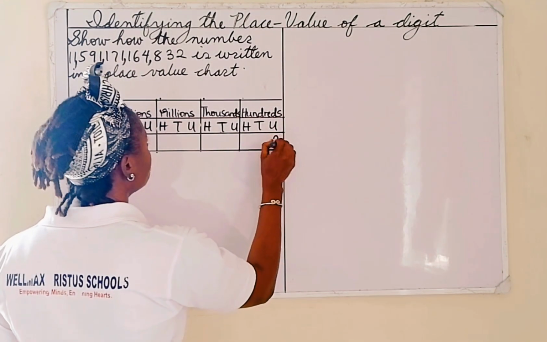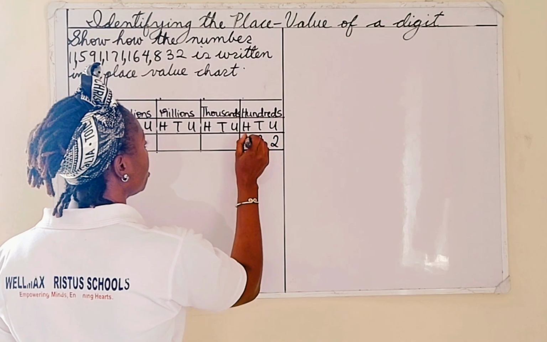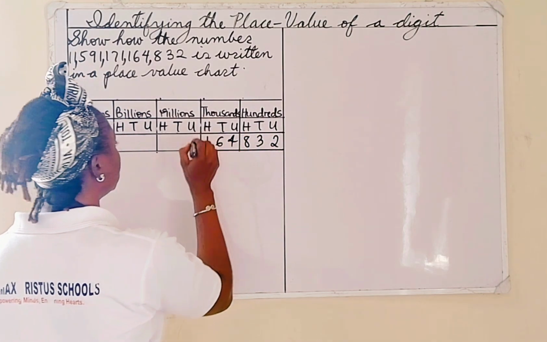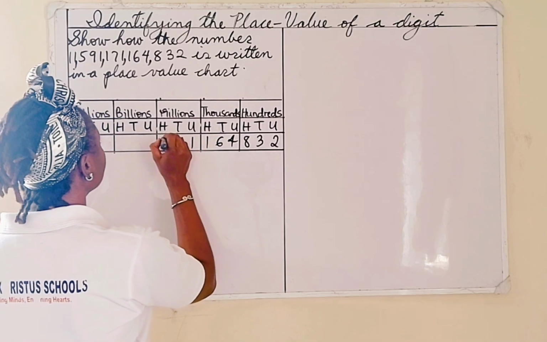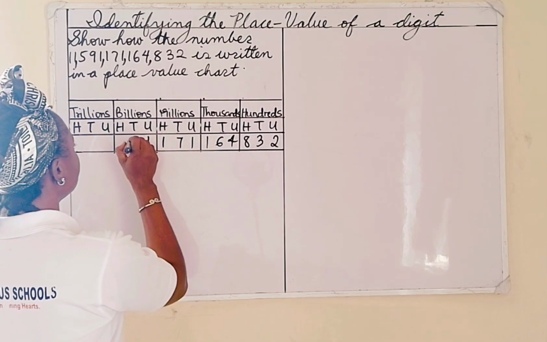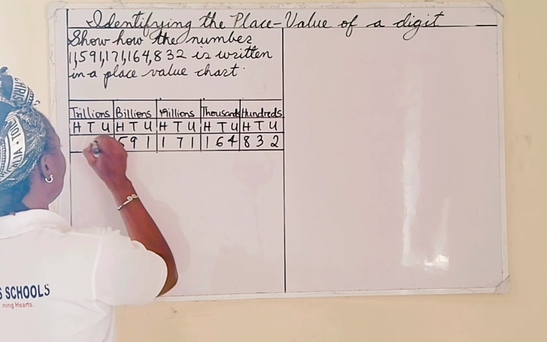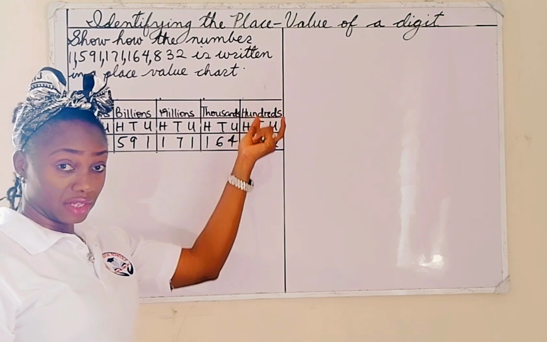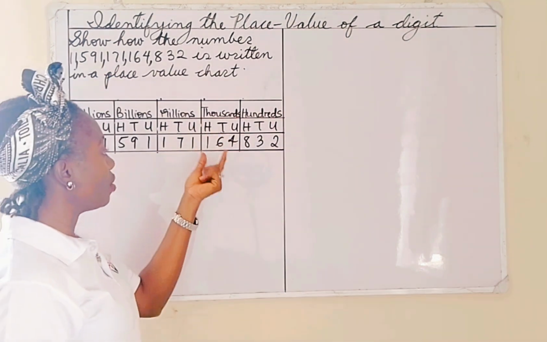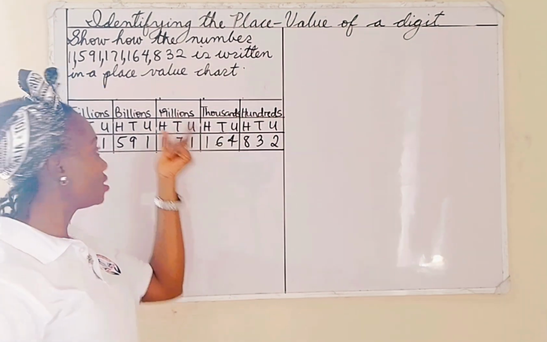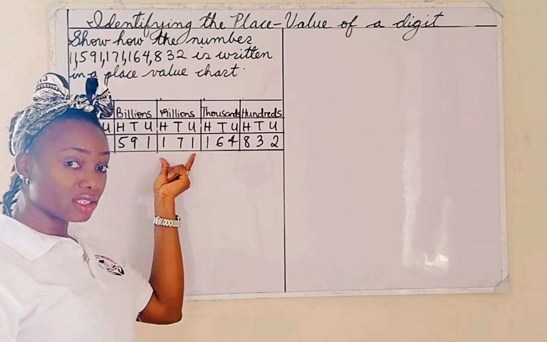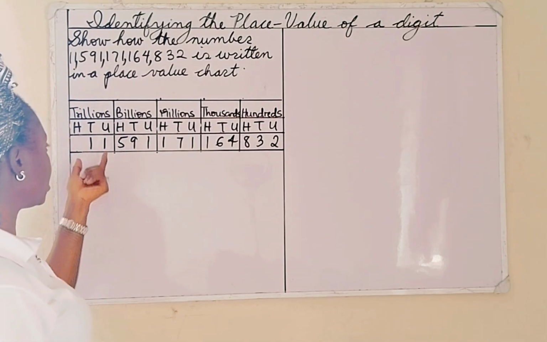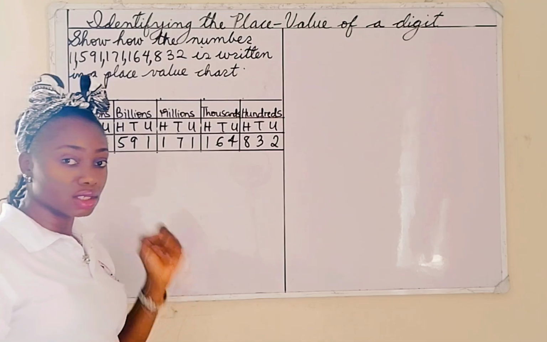So we have 2, 3, 8, 4, 6, 1, 1, 7, 1, 1, 9, 5, and then 1, 1. Now we can see that under the first set are the values for the hundreds place. Here we have the values for the thousands place. Here the millions place. And here the billions place. And lastly, the values for the trillions place.